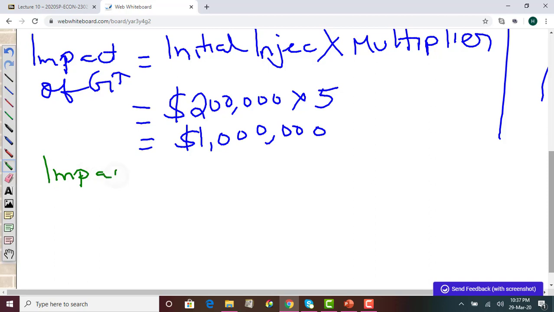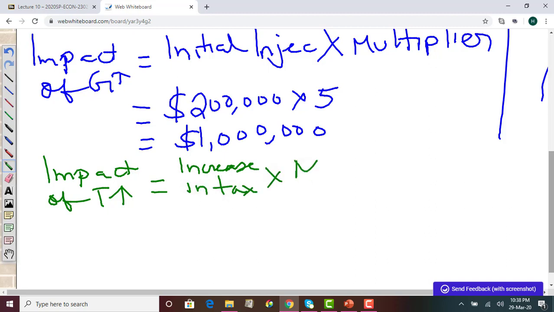Because the government has increased taxes also by some portion, and that will have a negative impact on the output, right? So how do we calculate that? Again, if you remember, this is given by the increase in taxes times your multiplier times MPC, and this formula you already know.